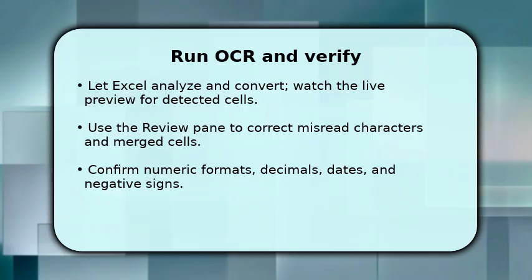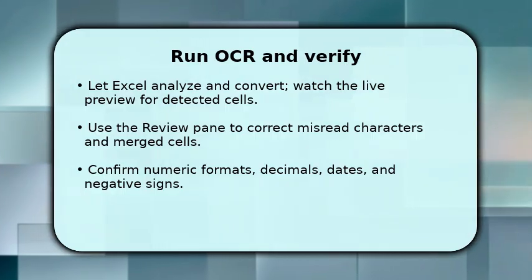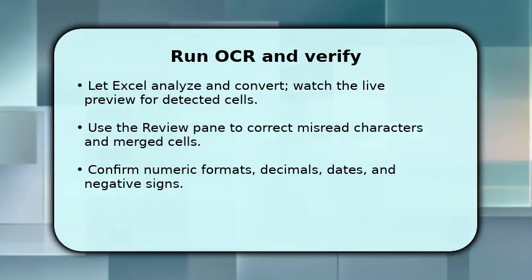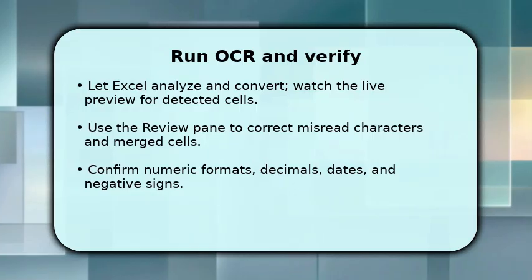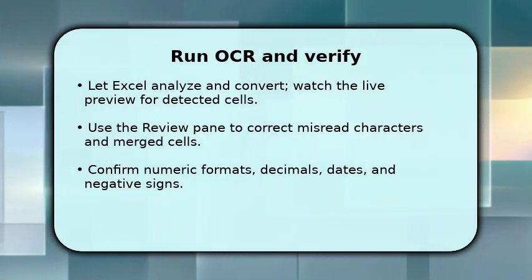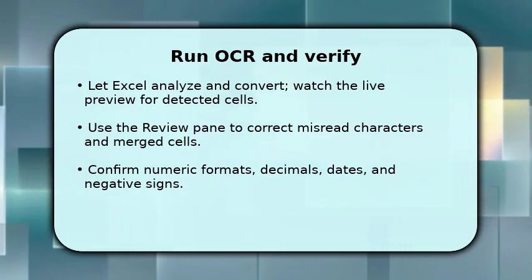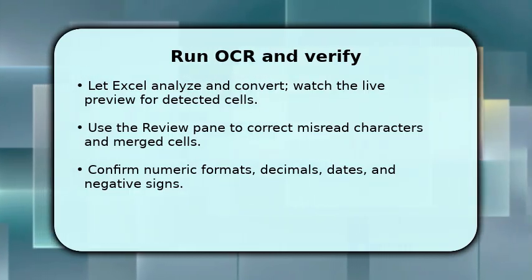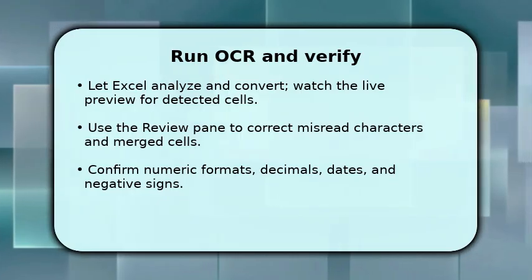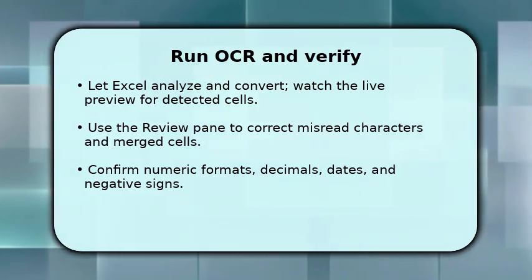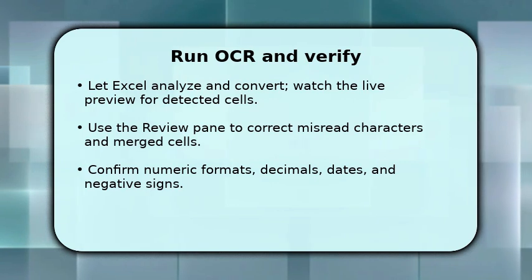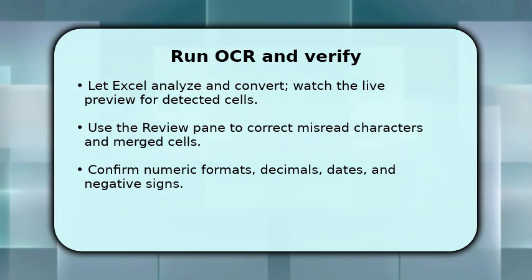You should systematically review the review pane and correct misread letters that look like numbers, such as O versus 0, and fix merged or split cells so formulas will work. Make sure numeric formats are set, toggle currency, date, or number where appropriate, because OCR often imports numbers as text. Converting them now prevents errors later. Once corrected, click Insert to place the data.